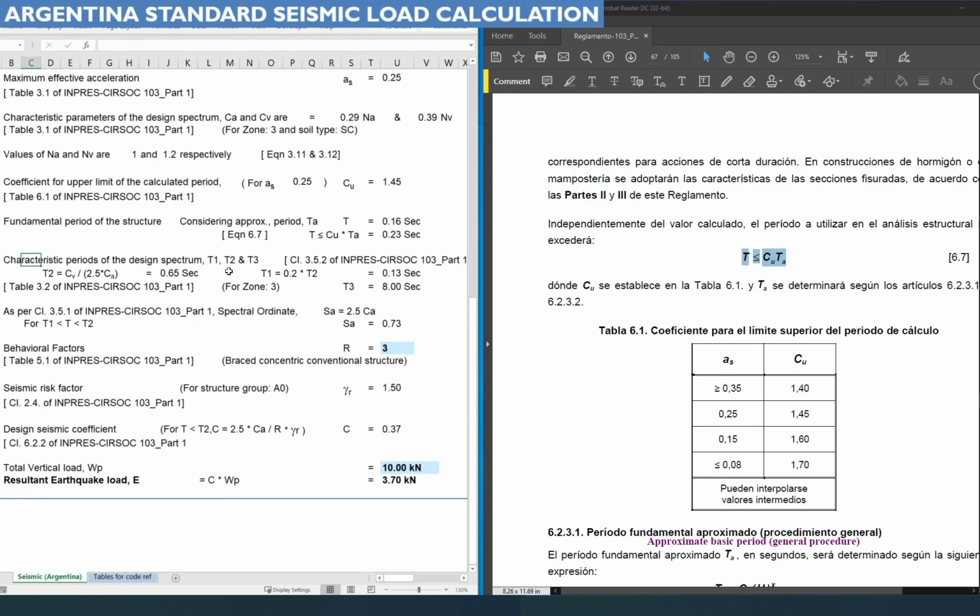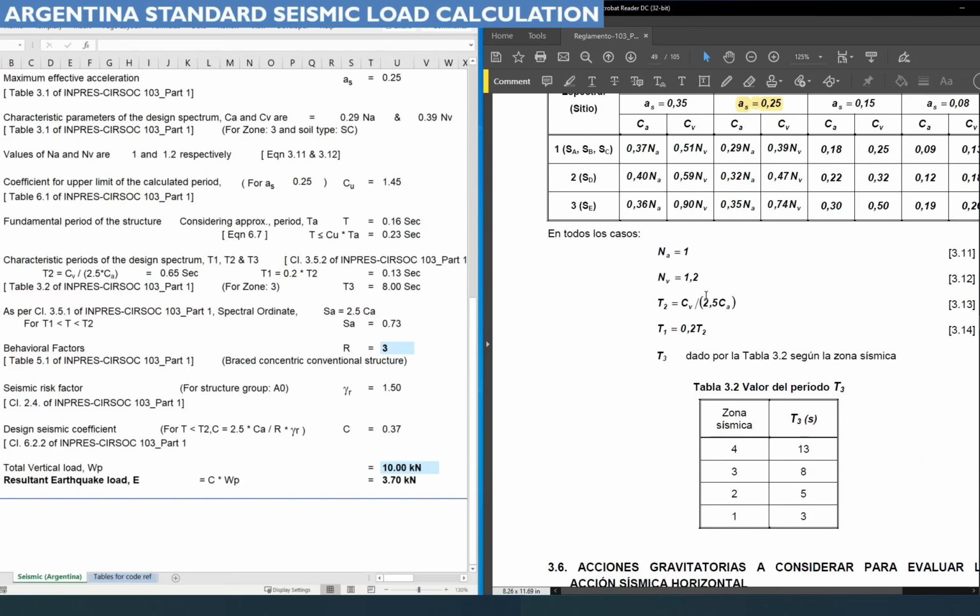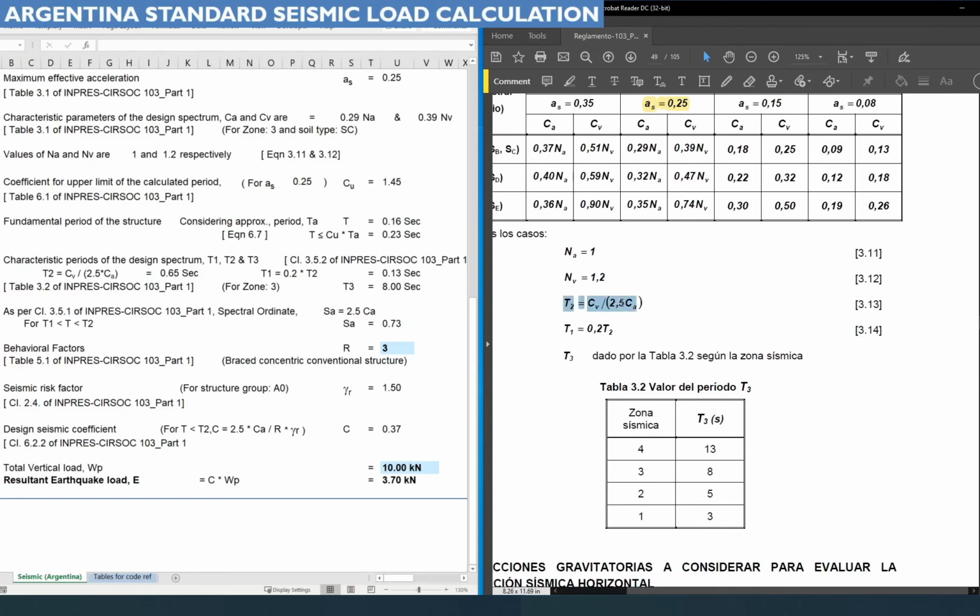Next is the characteristic period of the design spectrum. We need to find the values of T1, T2 and T3 as per clause 3.5.2, for which we need to refer to page number 49. Here you can see the T2 formula is Cv divided by 2.5 into Ca. Similarly, the values we got earlier are applied here.